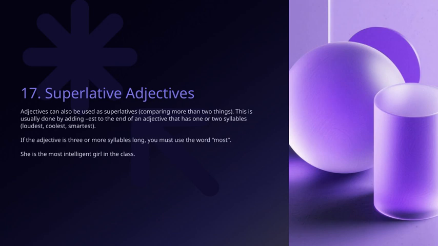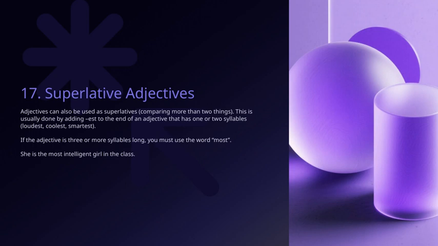Now, let's look at how adjectives can be used as superlatives to compare more than two things. When we're talking about the highest degree of a quality, we often add "est" to adjectives that have one or two syllables. For example, words like loud, cool, or smart become loudest, coolest, and smartest. These are easy to form and very common in everyday speech.